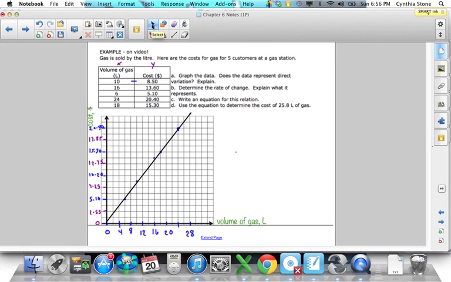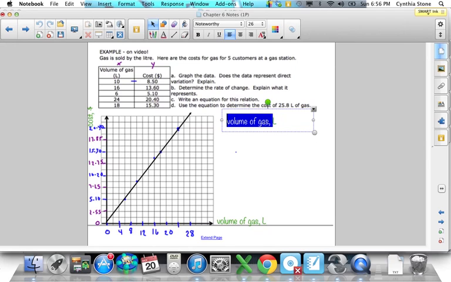So does the data represent direct variation? Let me just write my answer to that right here. I'm copying and pasting is all. So my answer to part A, does it represent DV? Yes. Straight line, and it goes through 0, 0. You can almost guess the next lesson based on what we're doing right now.